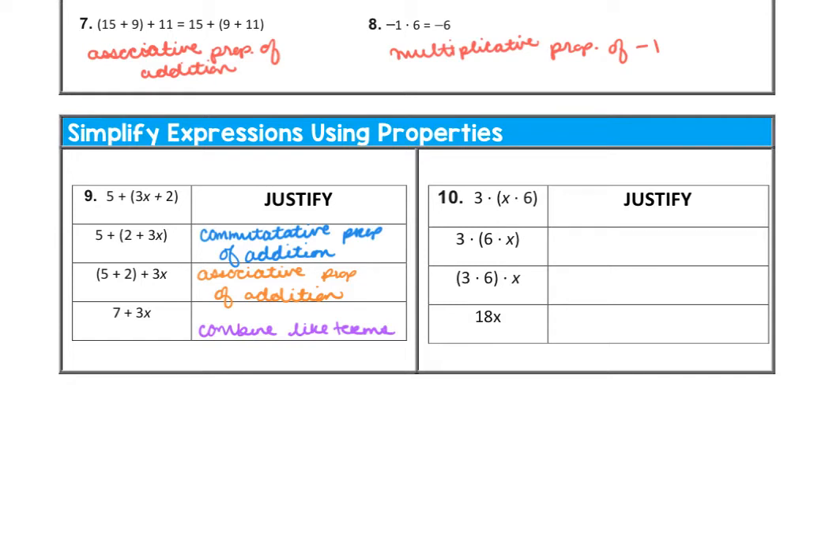Okay, let's look at problem 10 now. So for problem 10, we need to look at how we got from the original problem, so 3 times in parentheses x times 6, how we get from that to 3 times in parentheses 6 times x. So what happened from step 1 to step 2 is that x times 6 changed positions, which means that we changed the order or used the commutative property of multiplication, because the operation happening here is multiplication.